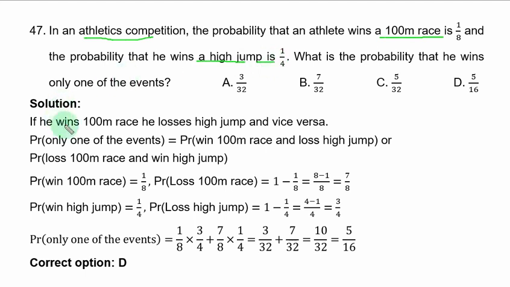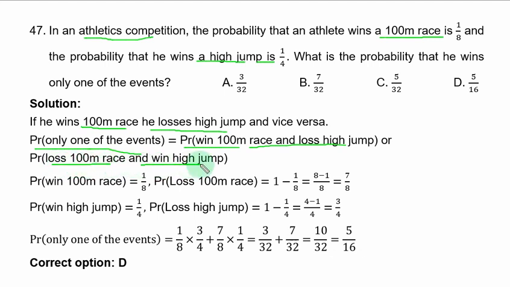Solution: if he wins 100 meters race, he loses high jump, and vice versa, because he only wins one event from the question. So probability only one of the events is equal to probability win 100-meter race and lose high jump, or lose 100-meter race and win high jump.